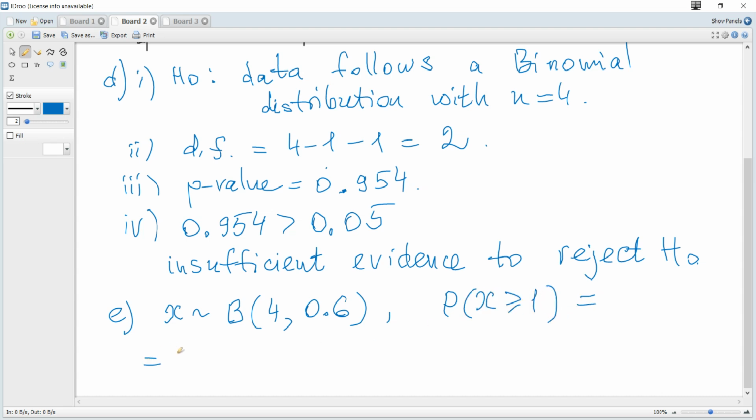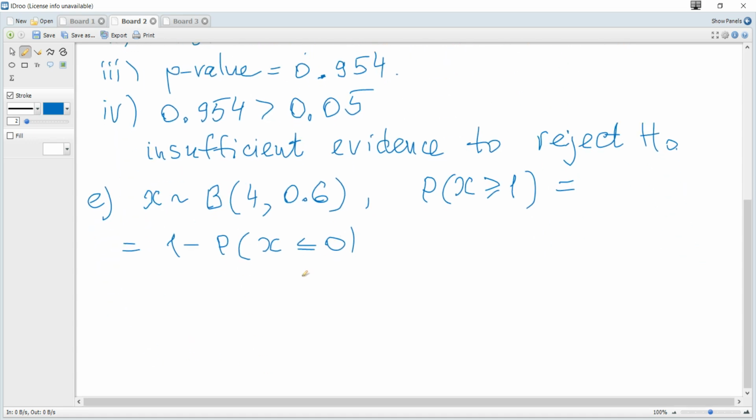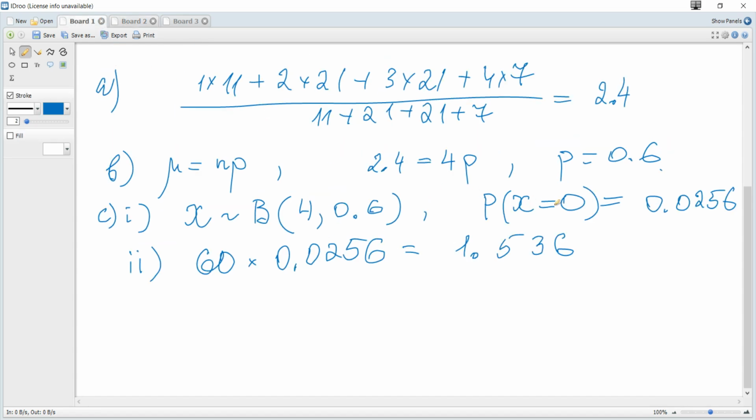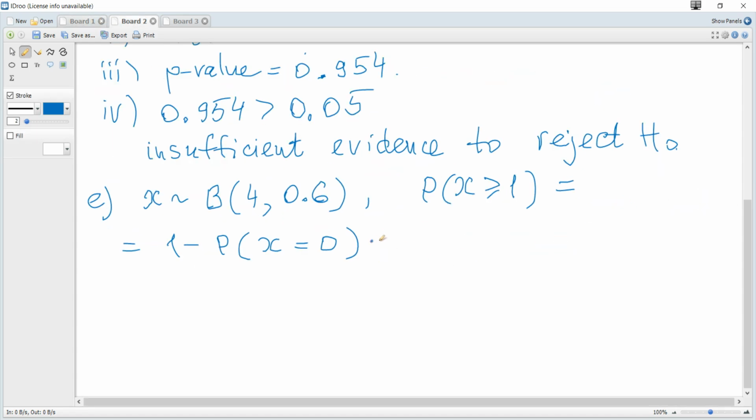It can be rewritten as 1 minus the probability that x is less or equal than 0. In general we rewrite it as less or equal because it's a binomial CDF and can be calculated, but here less or equal than 0 is just the probability that x is 0, which is already calculated, so it's just 1 minus 0.0256, and it's 0.9744. You may give as usual to 3 significant figures.